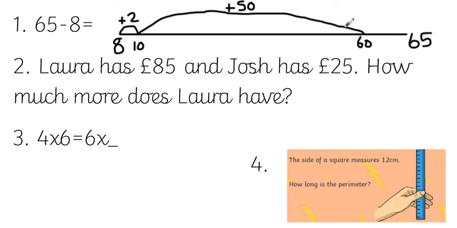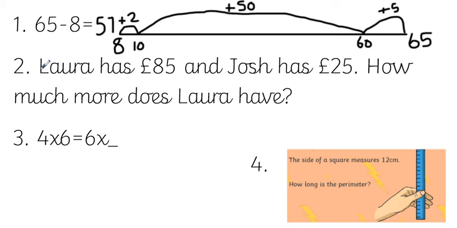Now all I have left is a jump of 5. Now we are not finished there, we simply need to add the top numbers together. So 2 and 5 is 7, add 50, my answer would be 57.